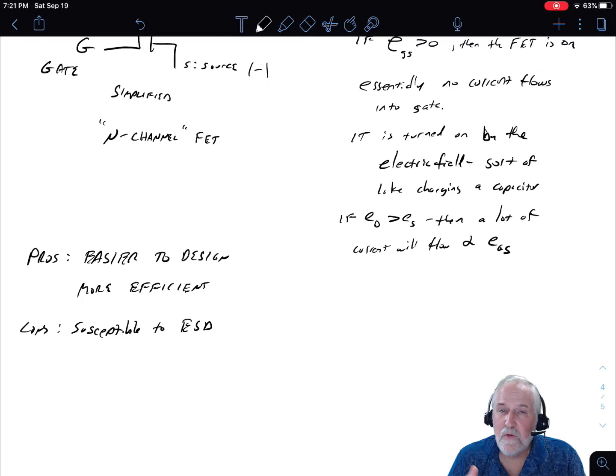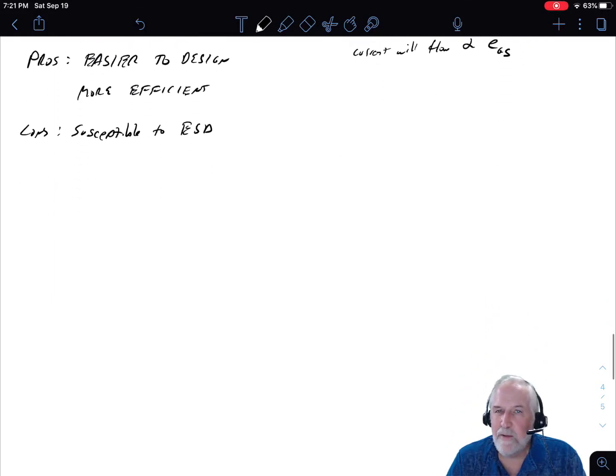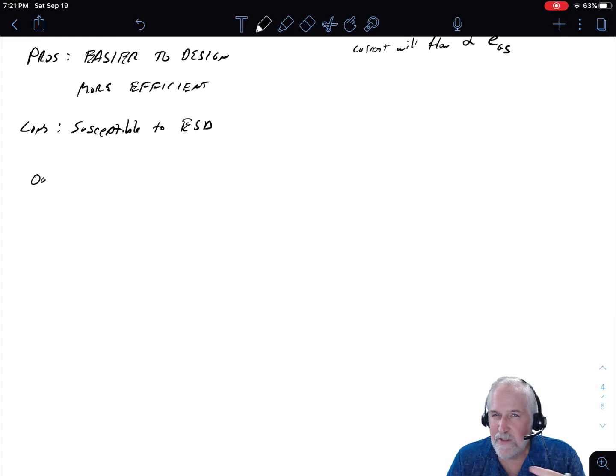They're more efficient. They don't lose as much. They don't dissipate as much energy while they're conducting, so they're better for high power applications. They are more stable thermally too. BJTs tend to kind of run away if they get too hot.